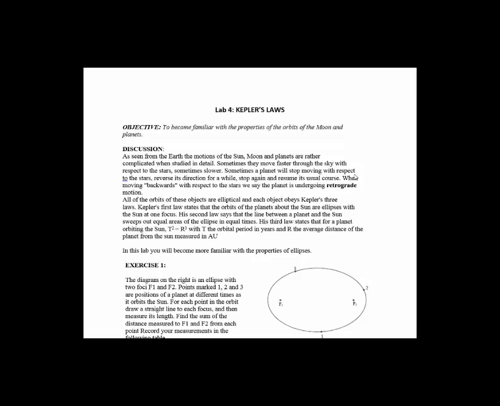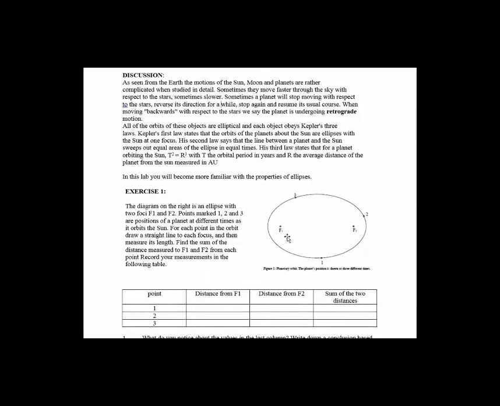The purpose of this lab is to help you understand the characteristics of ellipses and relate it to Kepler's third law of motion. Now, here is a diagram of an ellipse. Points marked 1, 2, 3 are positions of a planet at different times in its orbit around the Sun.